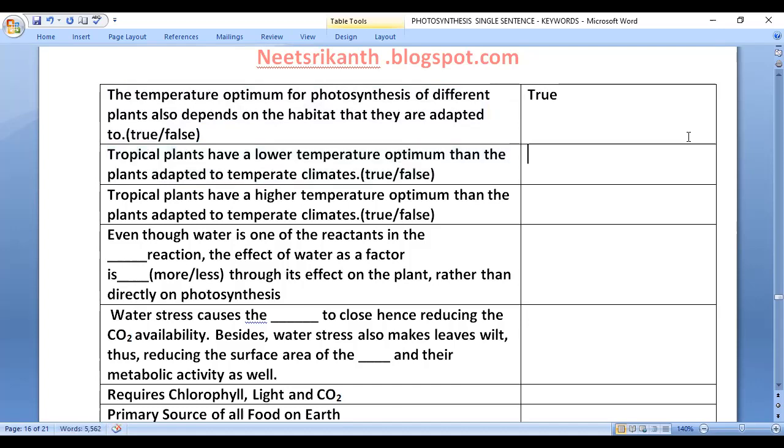True. Tropical plants have lower temperature optimum than the plants adapted to temperate climates. False. Tropical plants have a higher temperature optimum than the plants adapted to temperate climates. True.